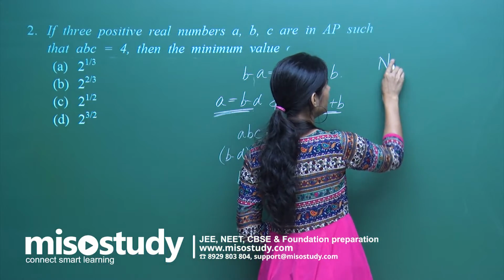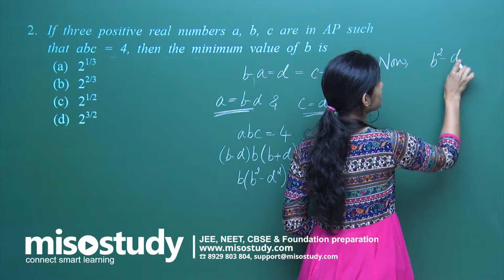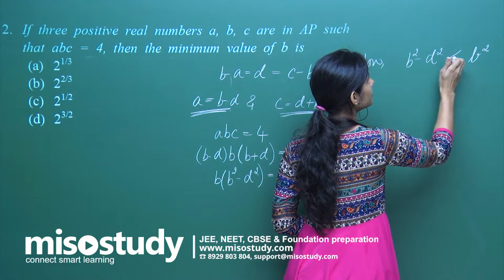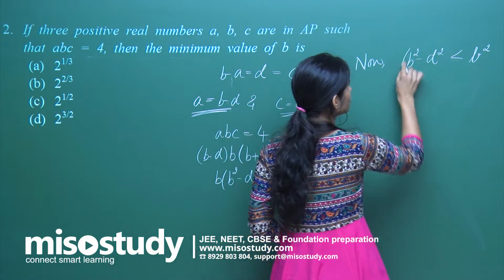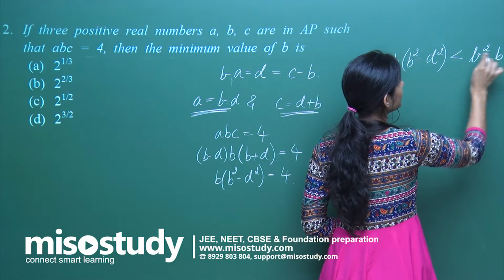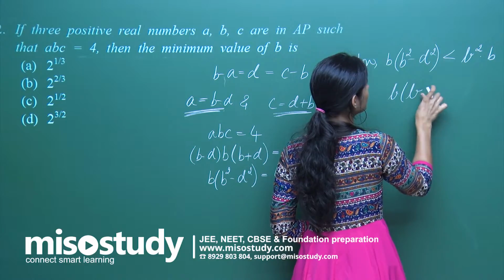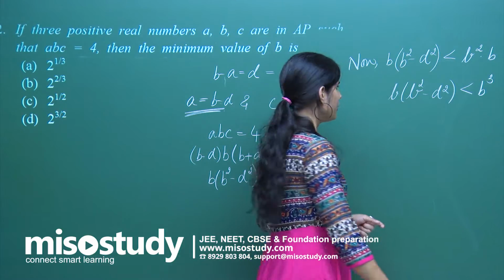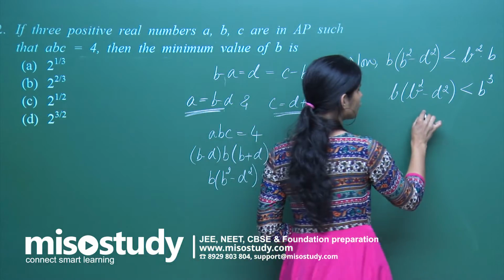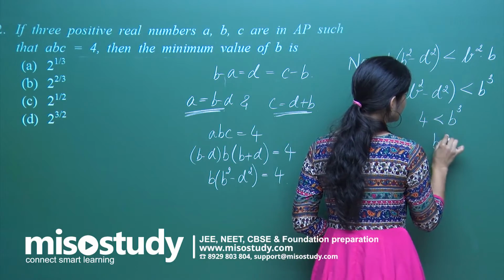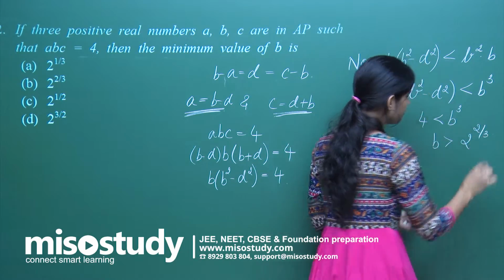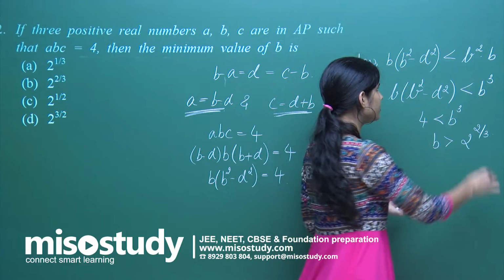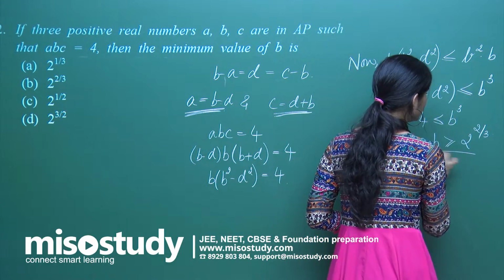Now, you know that B square minus D square is obviously less than B square. You can just take it strictly less as well. Fine. So B into this is less than B into this. So you get B into B square minus D square is less than B cube. But B into B square minus D square is actually 4. So 4 is less than B cube, or B is greater than 2 to the power 2 by 3. If B is greater than 2 to the power 2 by 3, that means the minimum value is this. You can take it to be equal to, and then you are going to get the minimum value.